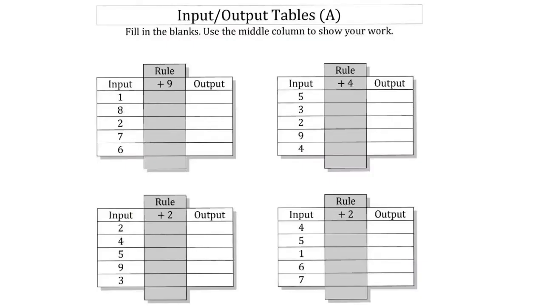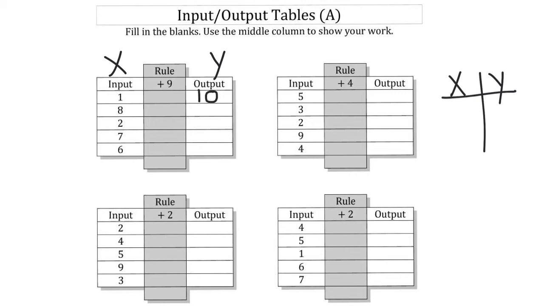Okay, now we're going to take a look at input-output tables. Yours are going to look a little different than this. Yours are actually going to look like what you would be doing in 6th grade, which will be an X and a Y. Your input is your X, your output is your Y. And I'm going to give you an equation instead of telling you the rule. But for this one, it says you input 1, you add 9, your output would be 10.